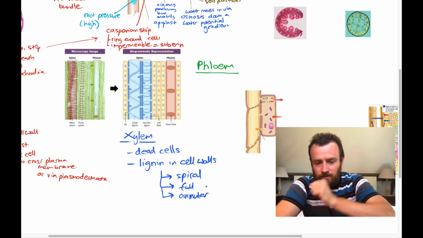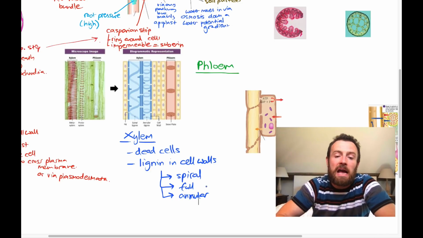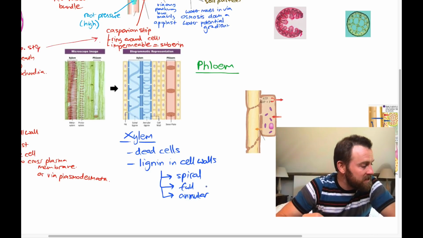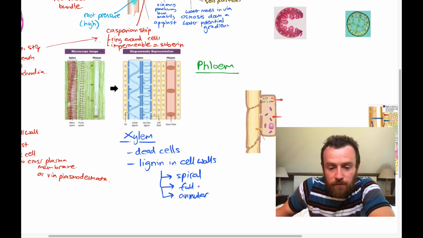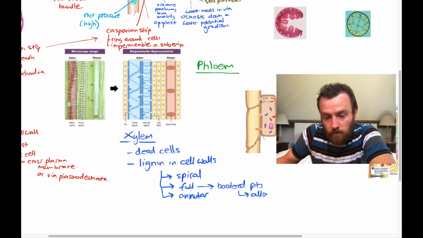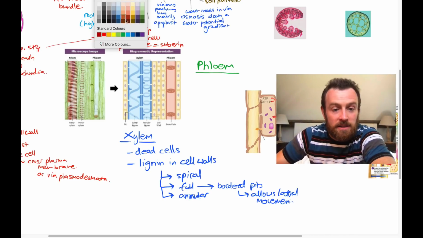And even if the whole xylem vessel is fully lignified, you can have parts of the sides of the cell wall which aren't lignified. These are called bordered pits, and they allow water to move out. So even if it is full, you might have bordered pits, and that allows lateral movement out of the xylem.